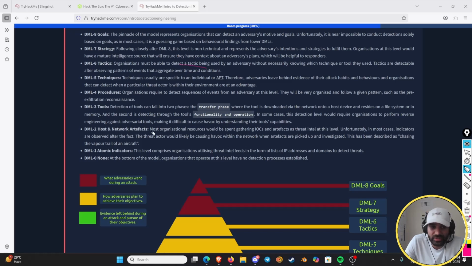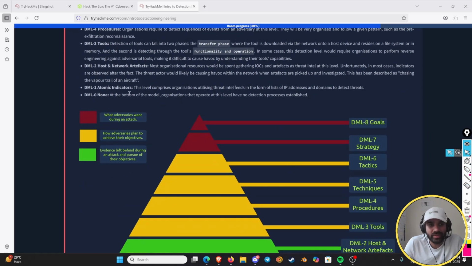Now, level 2, host and network artifacts. Most organizations' resources would be spent gathering IoCs and artifacts as threat intel at this level. Unfortunately, in most cases, indicators are observed after the fact. The threat actor would likely be causing havoc within the network when artifacts are picked up and investigated. This has been described as chasing the vapor trail of an artifact. 1, atomic indicators. This level comprises organizations utilizing threat intel feeds in the form of lists of IPs and domains to detect threats. 0, none. At the bottom of the model, organizations that operate at this level have no detection processes established.